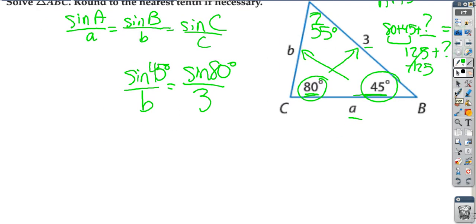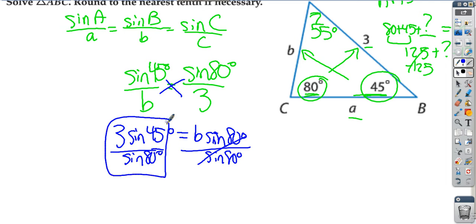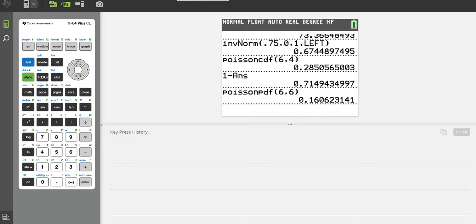Okay, so now how do we solve for B? Well, this is a proportion, and usually the way that you solve a proportion is by cross multiplying. So let's multiply these. So we have 3 times the sine of 45 degrees, and that's equal to b times the sine of 80 degrees. b is being multiplied by sine 80, so we will cancel it by dividing by sine 80. Sine 80, you have to divide the whole thing, not just the 80 or the sine, because those are not separate. And then b is equal to 3 sine 45 divided by sine 80.